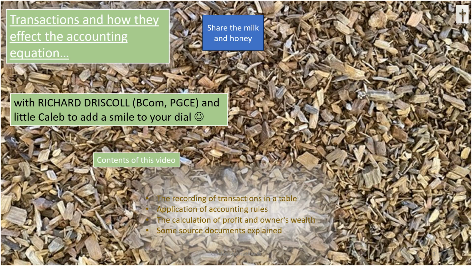In this video, I'm going to look at transactions and how they affect the accounting equation. We're going to record transactions in a table, and at the end I'll just do a quick calculation on profit and owner's wealth, and while I do this I'll apply the accounting rules which I covered in the previous video.